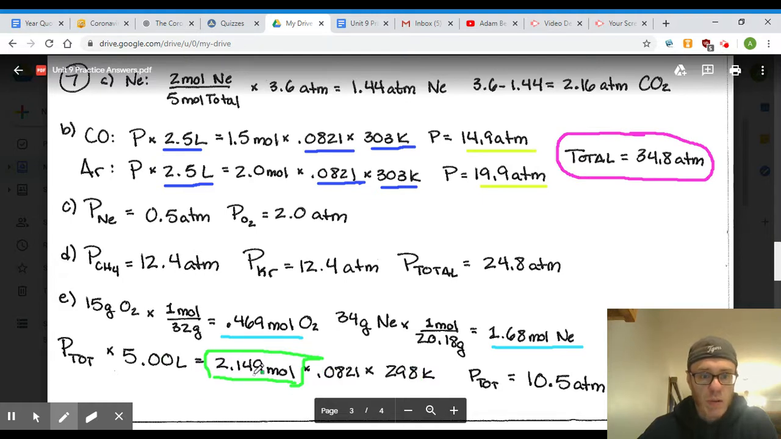And we just do our algebra, 2.149 times 0.0821 times 298 K divided by 5 gives us a total pressure of 10.5 atmospheres.